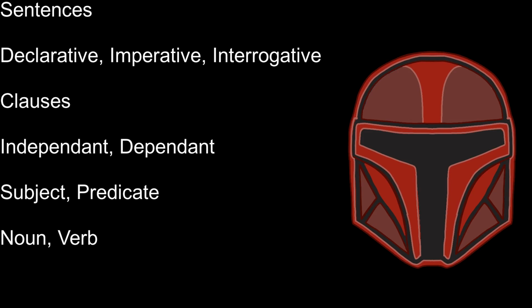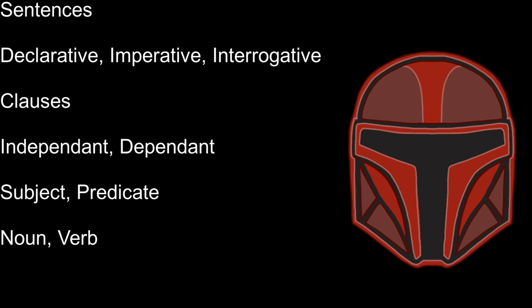Today, we're talking about sentences. What is a sentence? A sentence can be a declarative statement, an imperative command, or an interrogative question, and it is made of clauses, which are thoughts. An independent clause is a complete thought and forms a simple sentence, while a dependent clause is an incomplete thought and needs to be added to an independent clause to form a complex sentence.